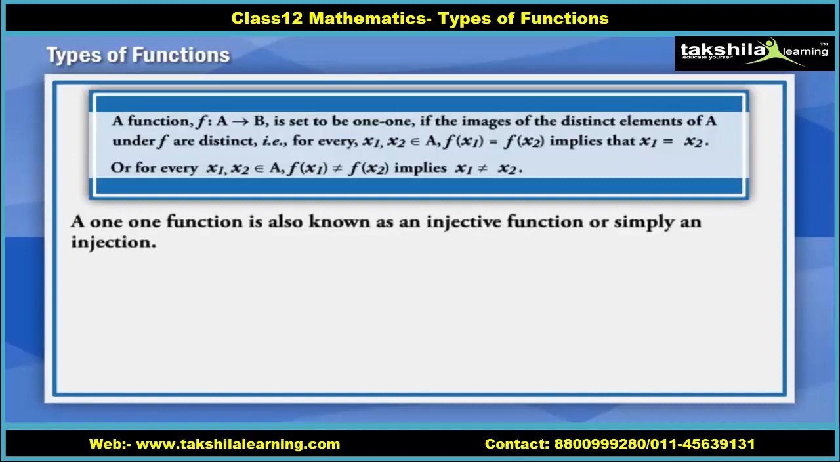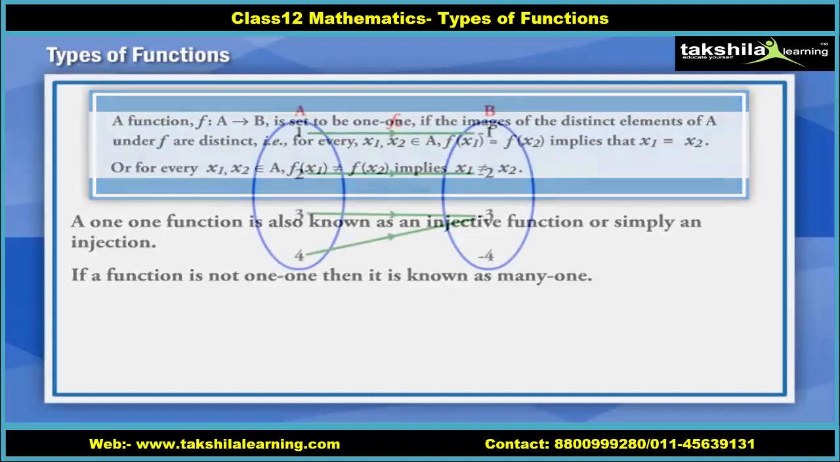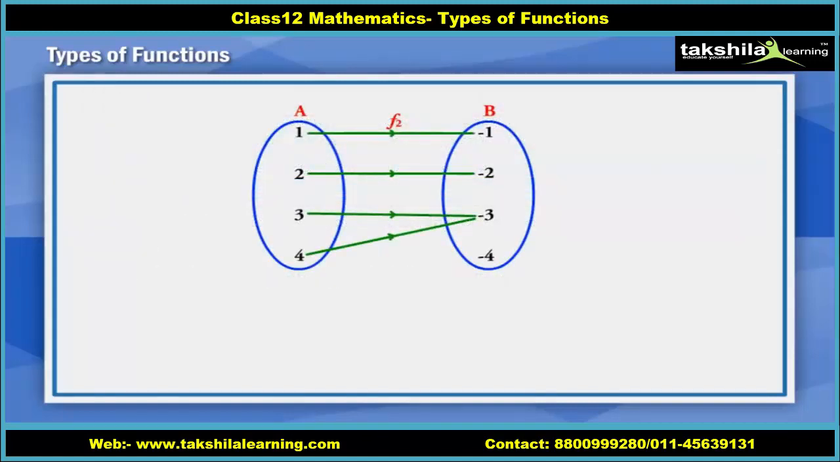A 1-1 function is also known as an injective function, or simply an injection. Further, if a function is not 1-1, then it is known as many-one. For example, function f shown here is not 1-1, as 2 distinct elements, 3 and 4 of set A, have the same image, minus 3, under f. Hence, function f is many-one.